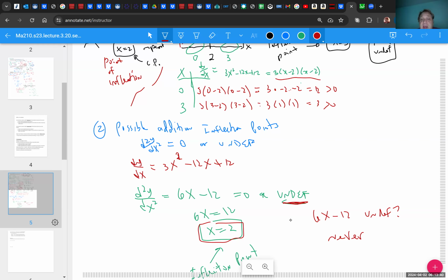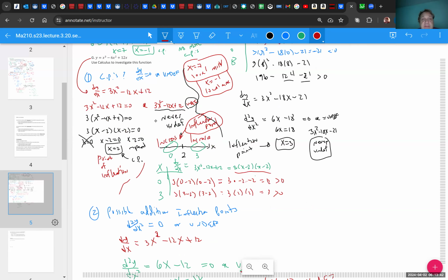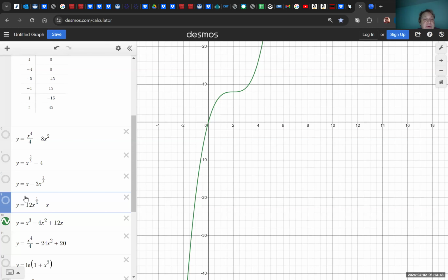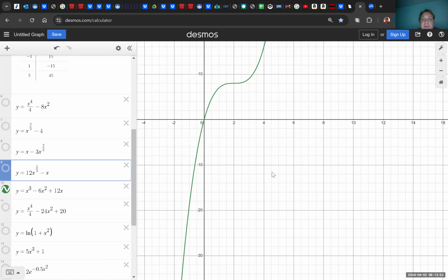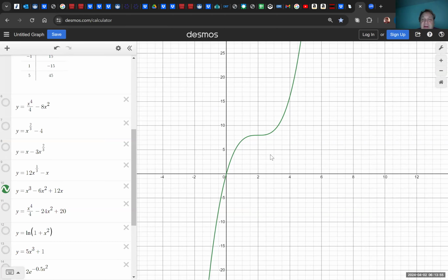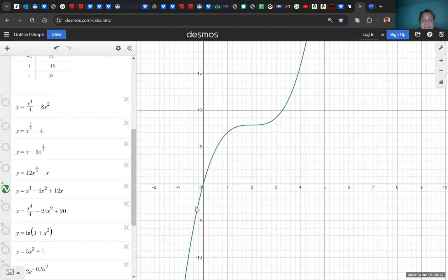Let's go look at a graph of what this is. I'm curious as to what this graph looks like. This is x cubed minus 6x squared plus 12x. Let's see, it's over here. Oh no, here it is, right here. Oh yeah, I looked at it before the video started, so I just forgot it immediately. All right, so here's the graph.